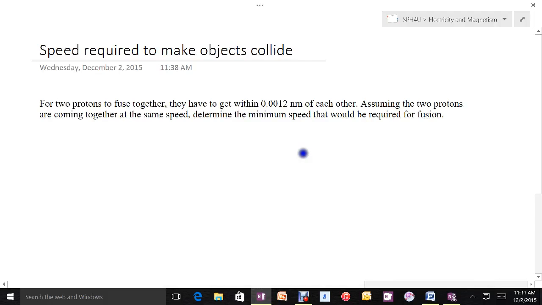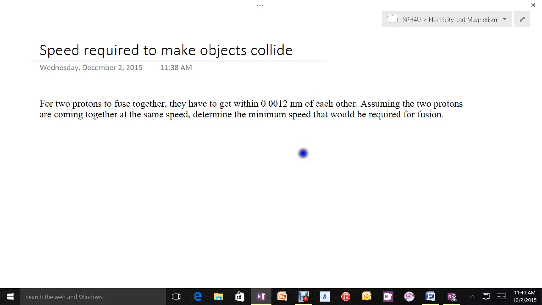Alright, in this video I'm going to talk about the speed required to make two objects get really close together. In this case we're going to pretend we have two protons that are going to try and do fusion. We'll say that we have to get them within 0.0012 nanometers of each other. That's a little ridiculous. I just made that number up. I made it really small, but looking at it again, I'm guessing it's probably not even small enough to really make two particles fuse together. So don't take too much into that number. I just made it up.